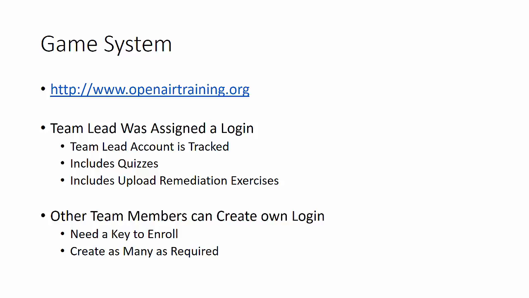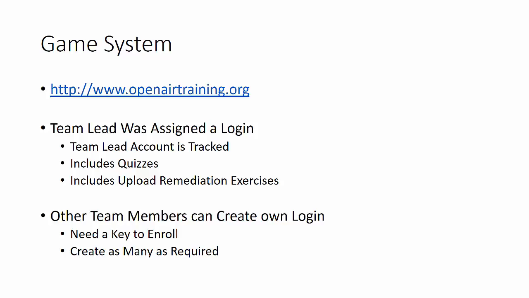The first thing you need to know is the address for the game and training system is www.openairtraining.org. At the beginning of the competition, the Ability staff assigned the team lead a special account. The team lead account will be the one we use to track the quizzes that the team performs. The teams will be expected to remediate and upload exercises, and it will be done through that team lead account. So your mentors will be monitoring that account.